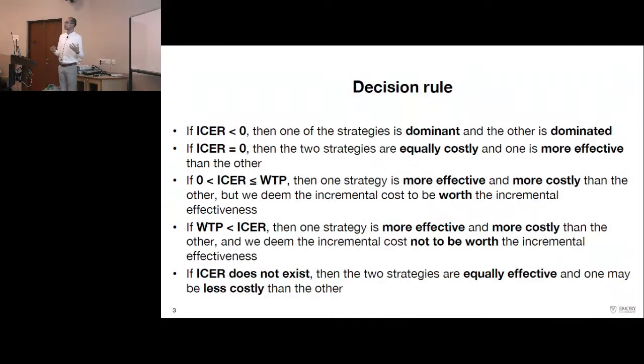If the ICER is greater than zero but less than the willingness to pay threshold, that is what we would deem cost effective. That means that one strategy is more costly but also brings more health, but if it's still below the willingness to pay threshold, we would consider that cost effective. If it's above the threshold, then we would deem it not worth the money. Even though one of the alternatives brings more health than the other, the incremental cost is not worth the incremental effect. If we have two equally effective strategies, the denominator would be zero, and we don't divide by zero, so the ICER would not exist. If you see that the ICER does not exist, this may be one of the reasons.